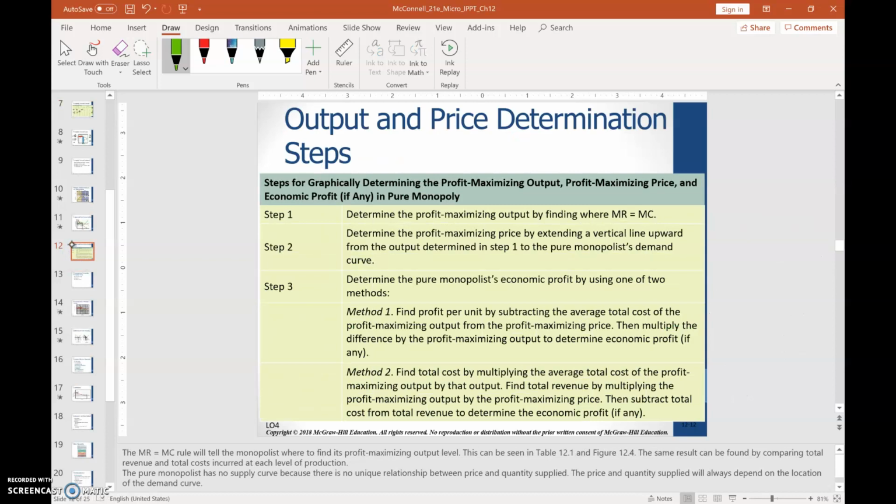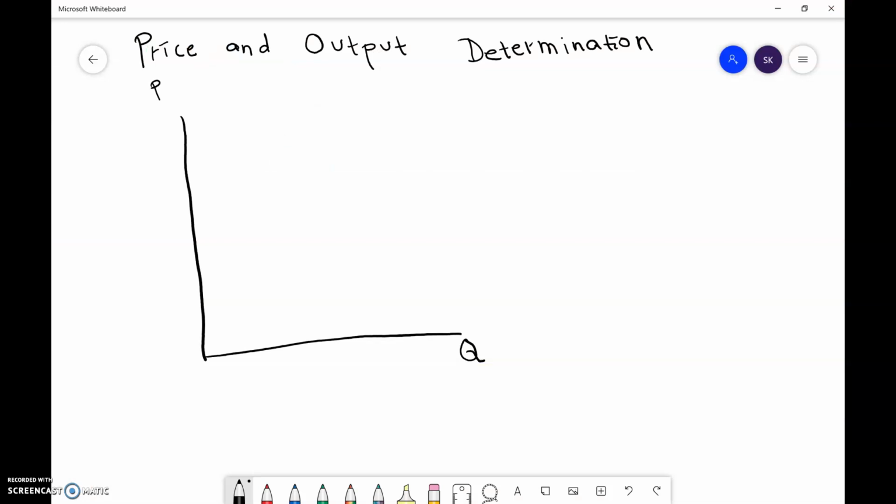And we have the following steps here, but I'm going to show you on a whiteboard how to determine price and output, all the steps. Alright, let's start with the monopoly demand curve. So this one's the monopoly demand curve. After that, we have the monopoly marginal revenue curve.